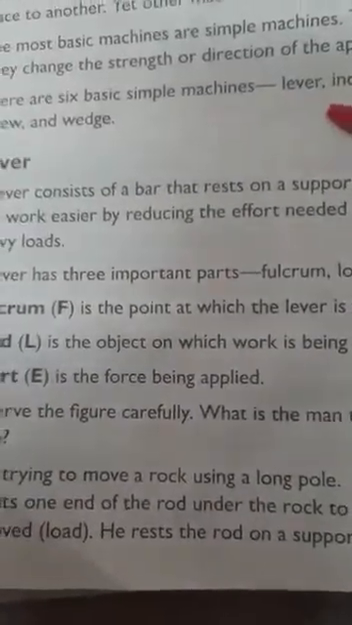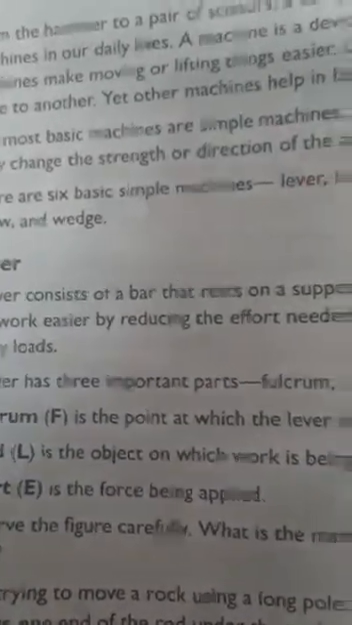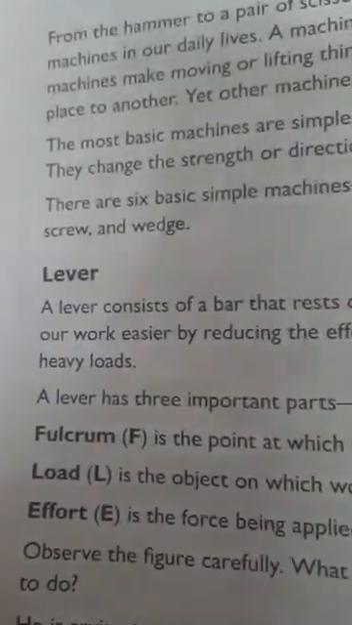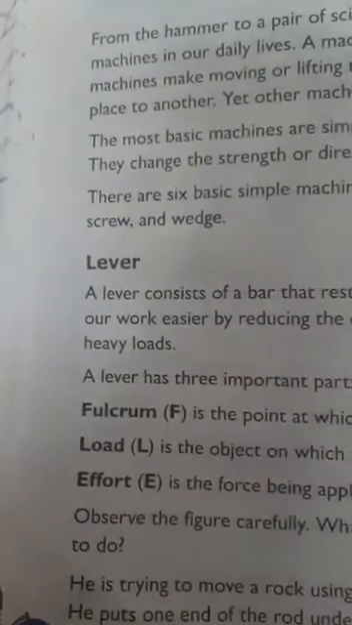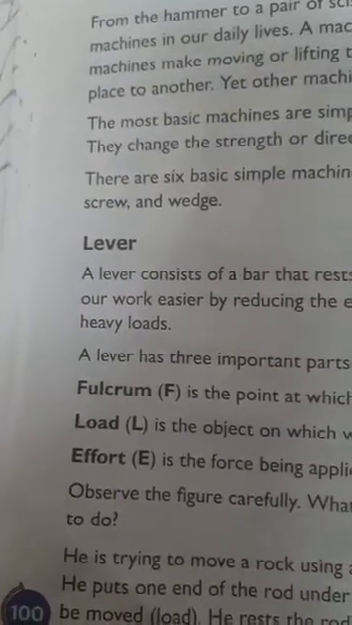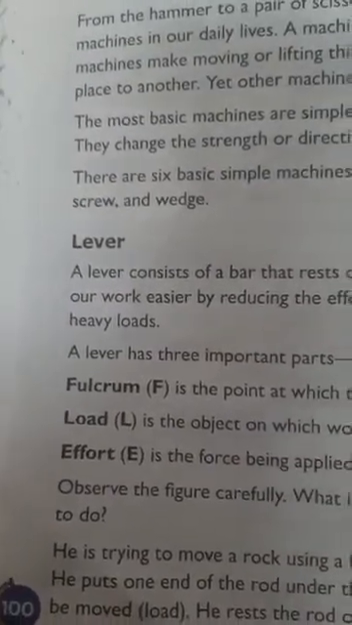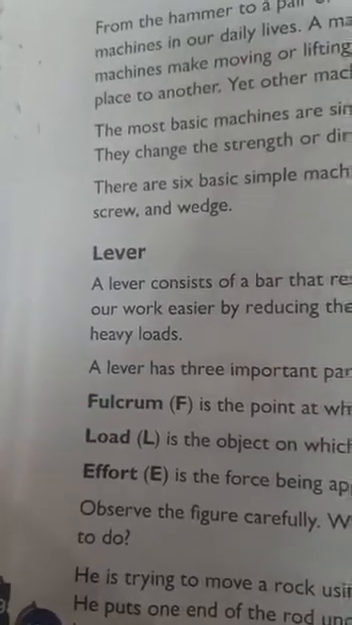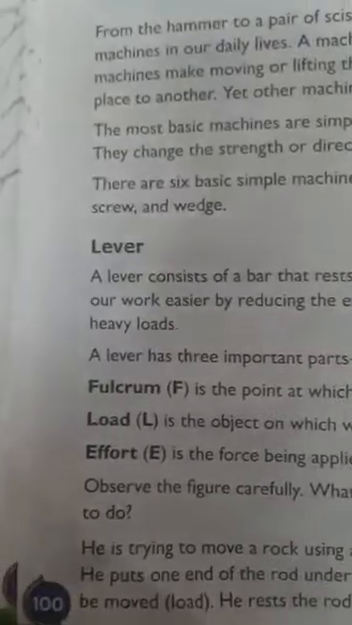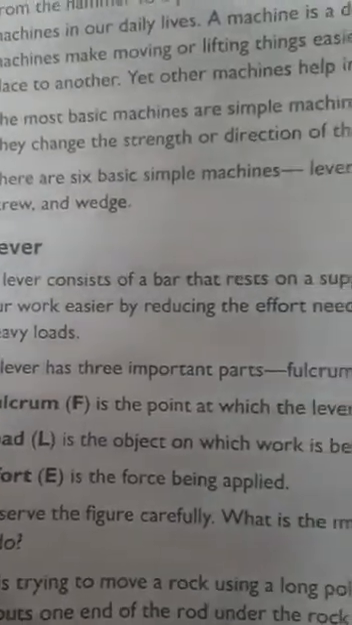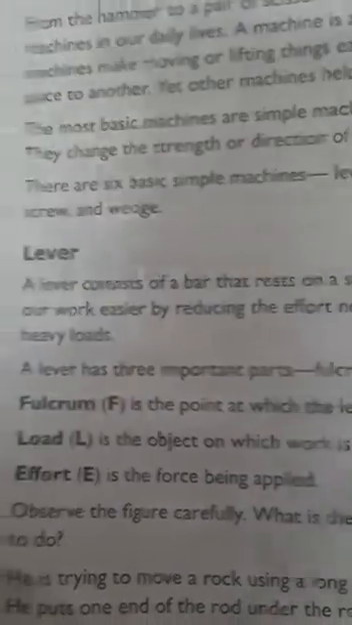The most basic machines are simple machines. They have minimum or no moving parts. The simple machines which we use at home don't have much moving parts, and complicated machinery will not be there in them. They change the strength or direction of the applied force.